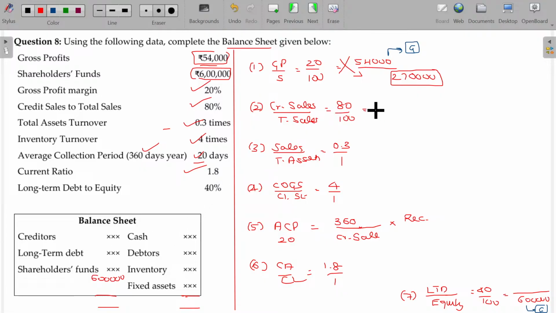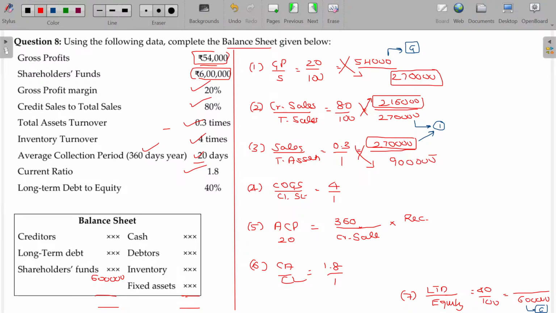Now I can go for solving the second one. Total sales we already calculated 2,70,000. This one we got it from working note number 1. And credit sales can be calculated easily, 2,16,000. And here sales, nothing stated in total sales only. Total sales being 2,70,000. We got this 2,70,000 from working note number 1. So by doing the cross multiplication, we get the total assets. 9 lakhs is the total asset.